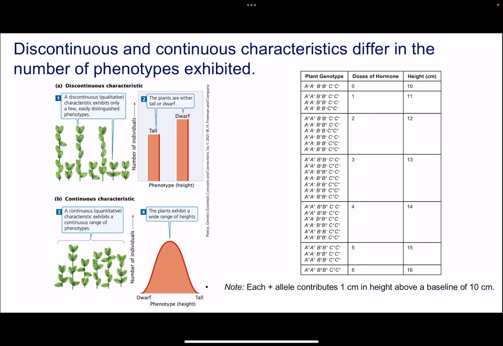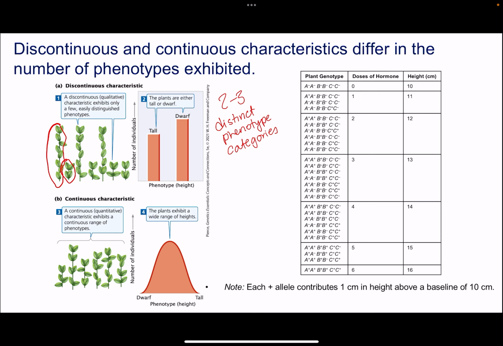Another way to think about this is someone is colorblind or they are not. They're partially colorblind, they're fully colorblind, or they're not. There's not necessarily a range in between.